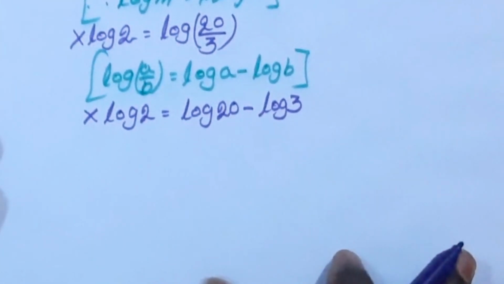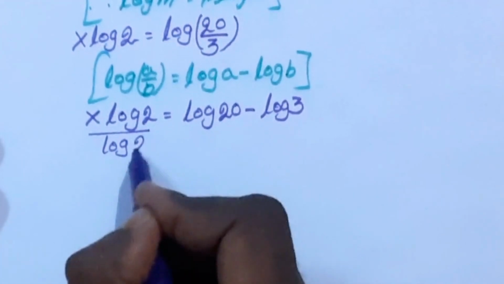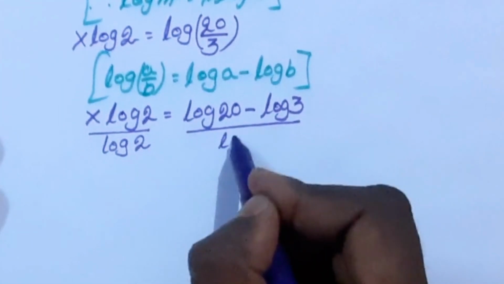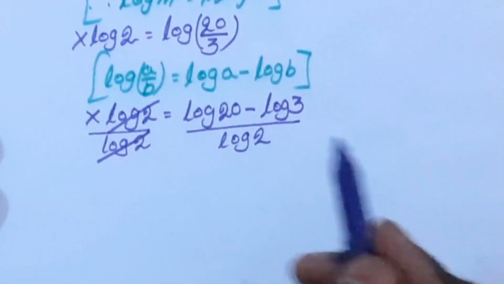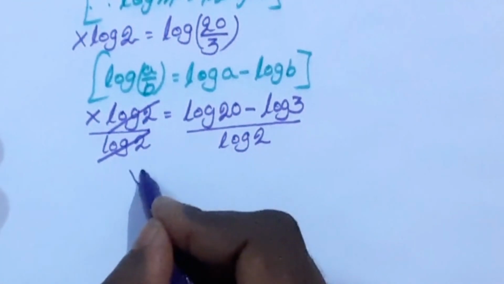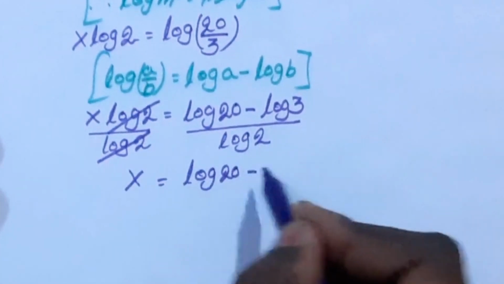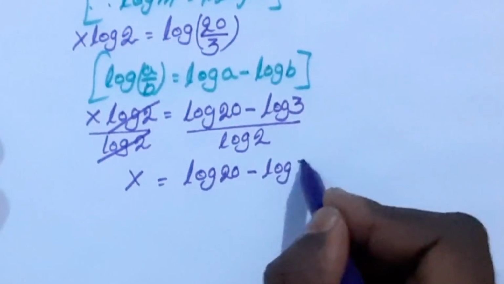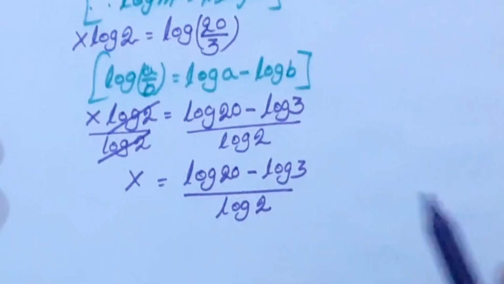Now we are going to divide by log 2 on both sides. Log 2 here, log 2 here. Now this log 2 cancels this. So we have x equal to log 20 minus log 3 by log 2.